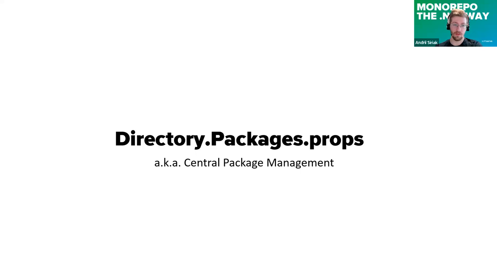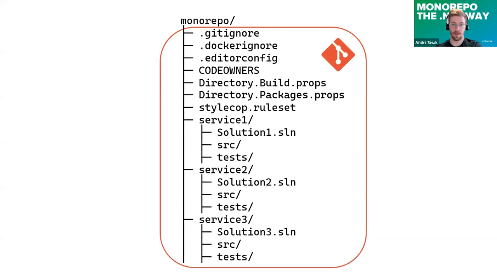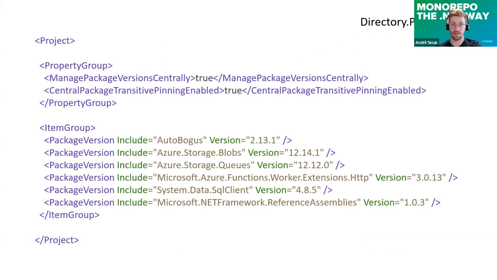Let's take a look at how central package management works. It allows us to put this file, directory packages props, next to our directory build props. And this is where we would store versions of the packages that we depend on. So here you can see it's also very similar. Here we have package versions where we specify all the packages we use in our projects and their corresponding versions. And we also need to set this ManagePackageVersionsCentrally property to true to make it work.